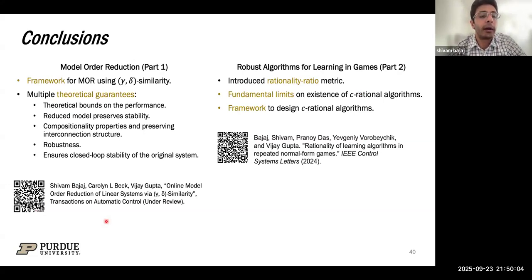I spoke about model order reduction in part one, where I presented a framework for model order reduction, and I discussed multiple theoretical guarantees that our framework satisfies. In the second part of the talk, I considered interaction among agents, and I introduced the rationality ratio metric. I also gave some fundamental limits on the existence of C-rational algorithms, and I also presented a framework to design such algorithms.